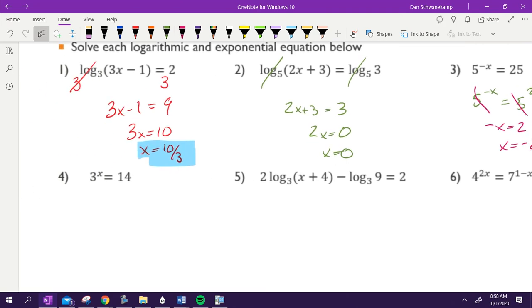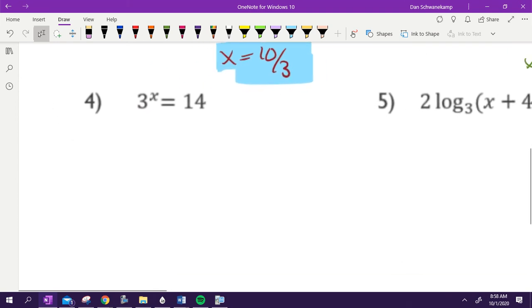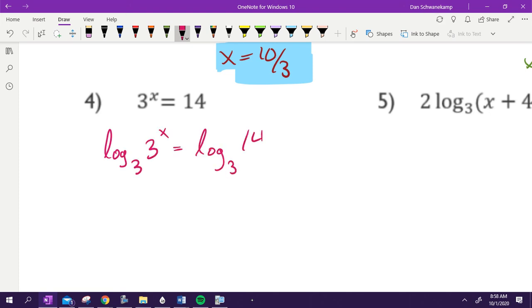Number 4 says 3 to some power equals 14. I'm trying to get x by itself. What do I need to do here to get x by itself? Max? Log base 3 both sides. So we're taking the log base 3 of 3 to the x is equal to the log base 3 of 14. And we talked about this yesterday a little bit. You don't even have to use log base 3. You could have just used log and gotten rid of it that way. It would have been a little bit uglier, but just do it this way. It makes sense. Okay? So what that means here is log base 3 and 3, those two things are just going to cancel. And over there, I just got to do the log base 3 of 14.